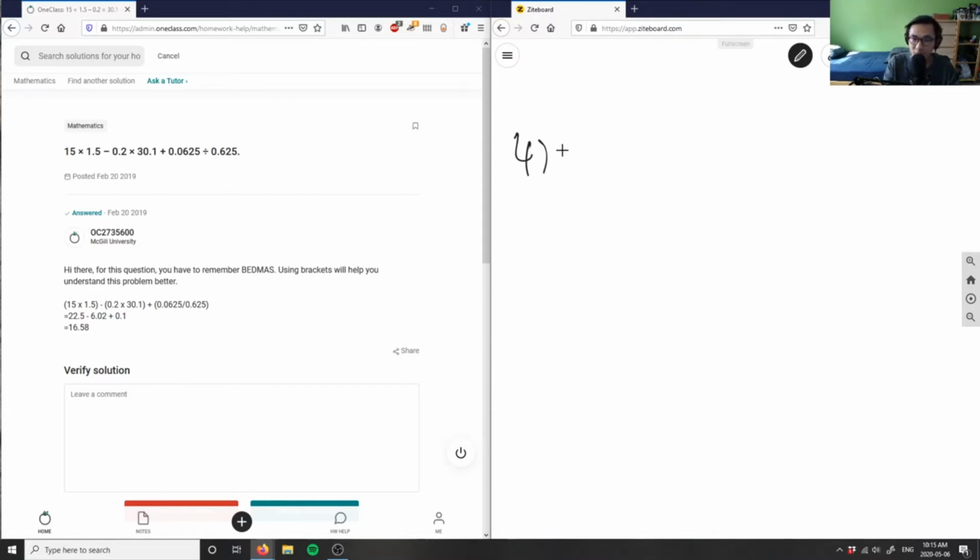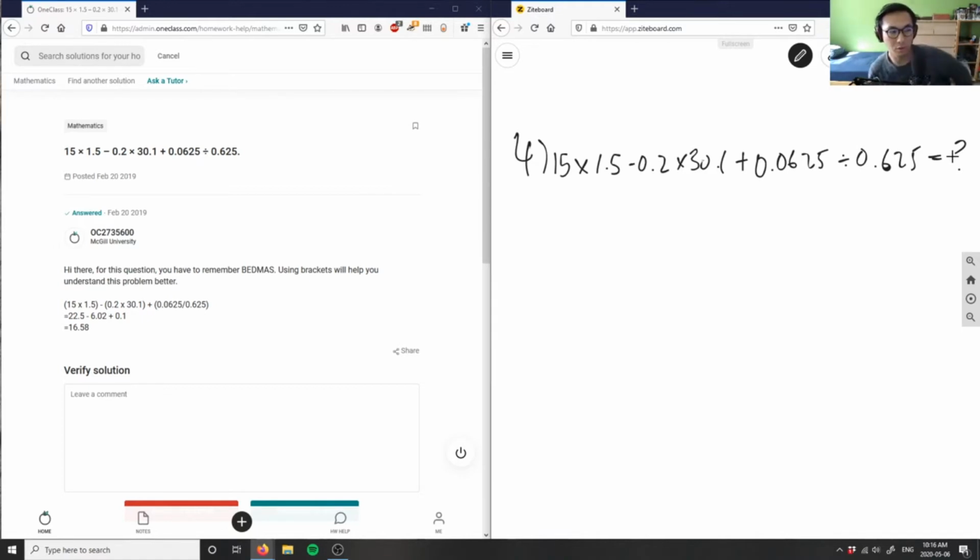So 15 times 1.5 minus 0.2 times 30.1 plus 0.0625 divided by 0.625 equals something. So we have this kind of long equation here. And what we're going to do is we are going to solve this problem. Right? And we usually solve from left to right.